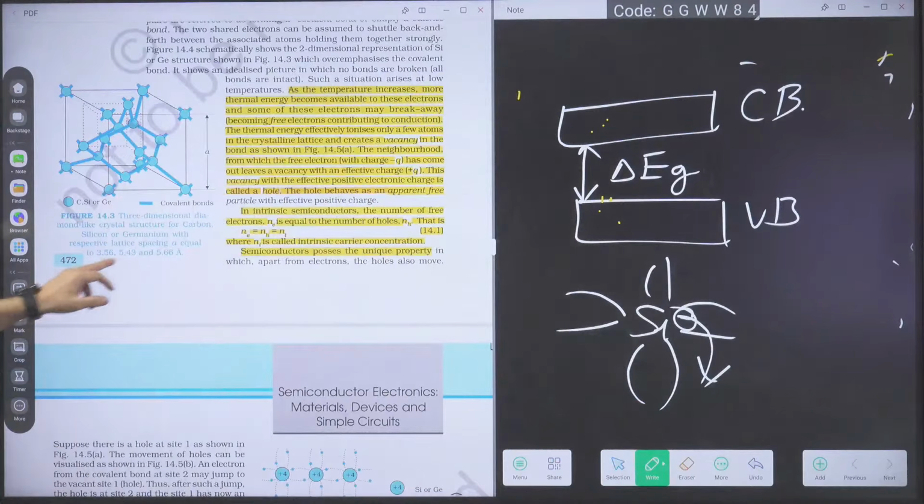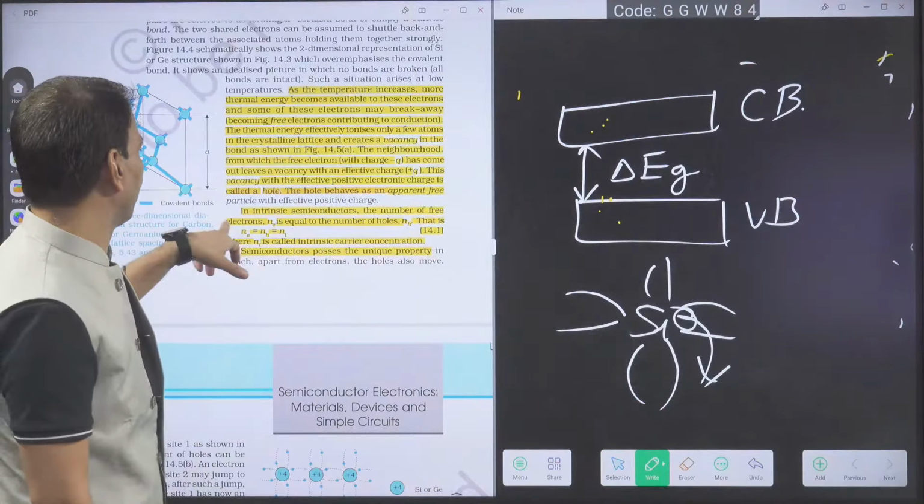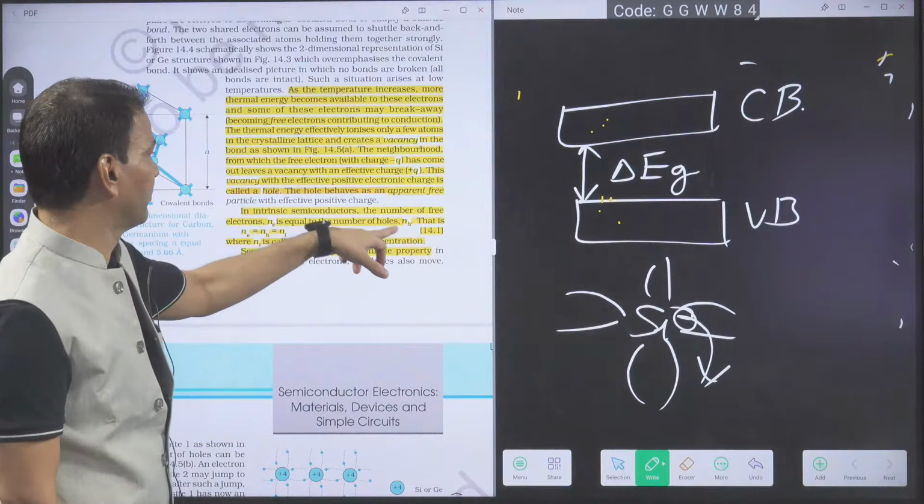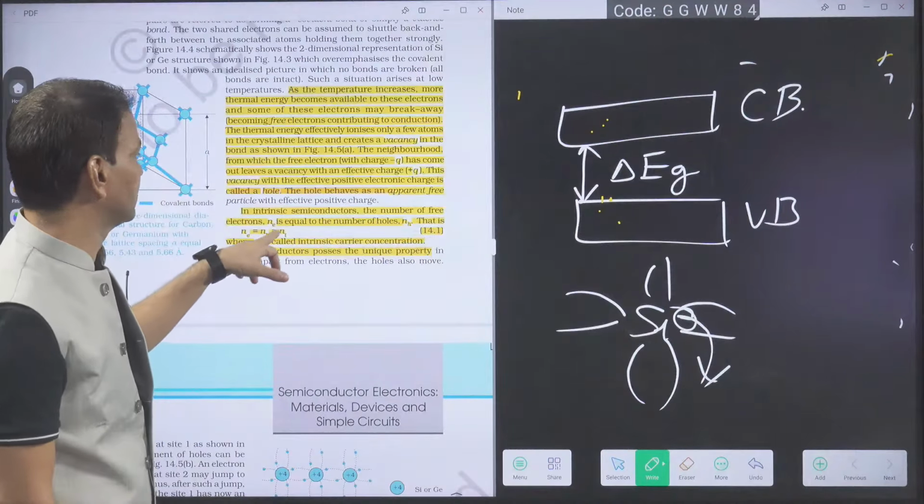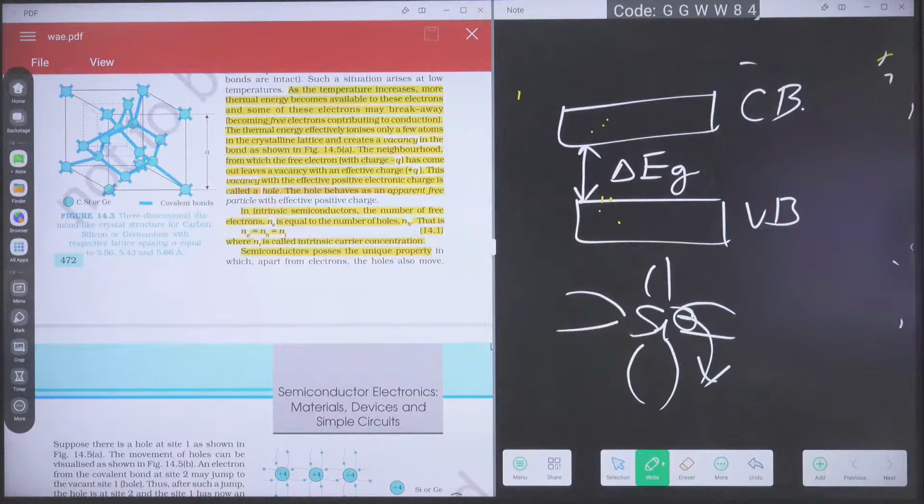So in the intrinsic semiconductor, the number of free electrons Ne is equal to the number of holes Nh, that is Ne is equal to Nh is equal to Ni. So in the intrinsic they will be equal.